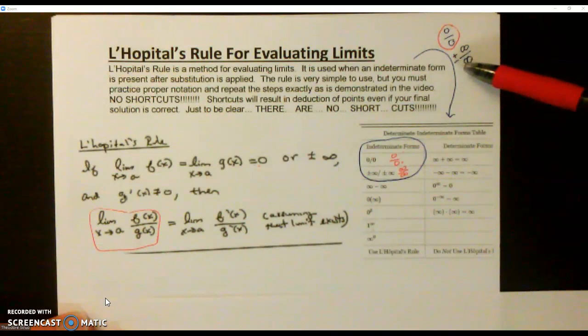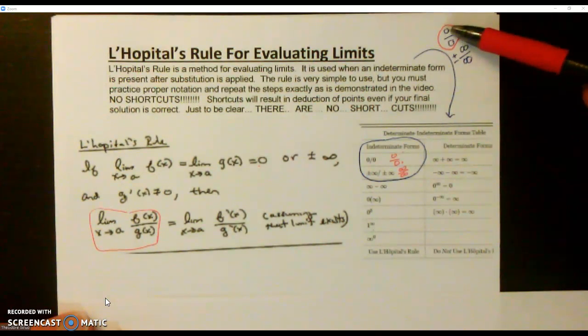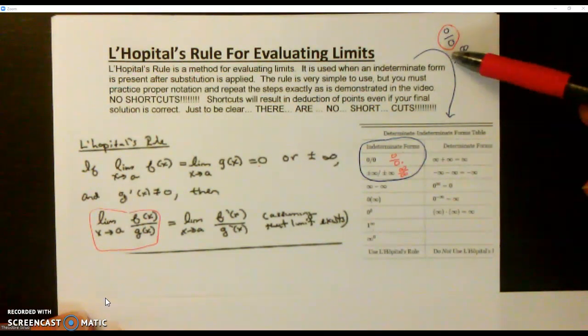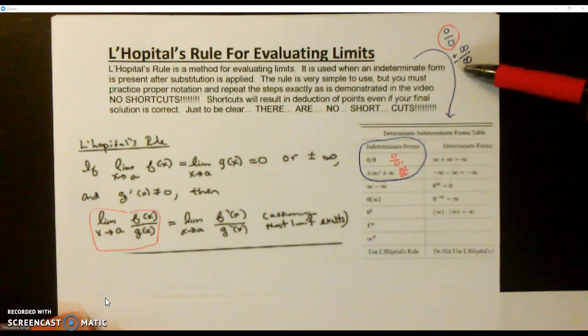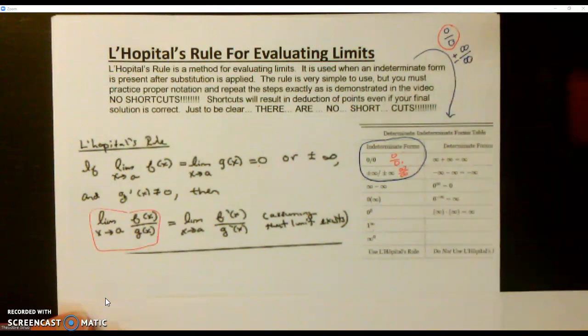So L'Hopital's rule is used whenever you have an indeterminate form that is present after you do direct substitution. An indeterminate form is something like 0 divided by 0 or infinity divided by infinity. And that could be positive or minus, the sign doesn't matter. Those are the two indeterminate forms that we're going to be looking at. There are others, but we're going to just go with that to start.